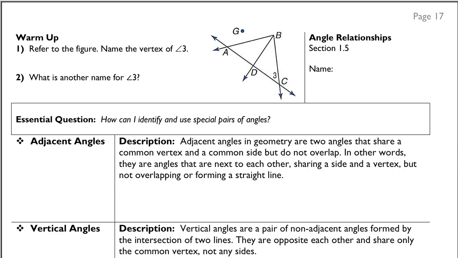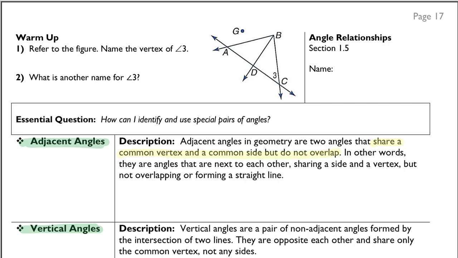The first one is going to be called adjacent angles. We're highlighting new vocab in green, and then we're going to talk about vertical angles, again highlighting it in green. So let's go ahead and read this. Adjacent angles in geometry are 2 angles that share a common vertex and a common side, but they do not overlap. I'm going to highlight that in yellow as key information in that definition.